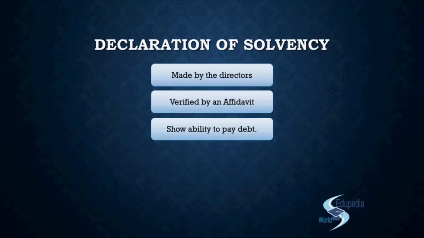So don't you think that the declaration of solvency should be given prior to the resolution? It has to be, right? Because if it is not given prior to the resolution, the members are not aware. They will not know whether the company is solvent enough to pay off the liabilities, right? How does the member come to know about this?